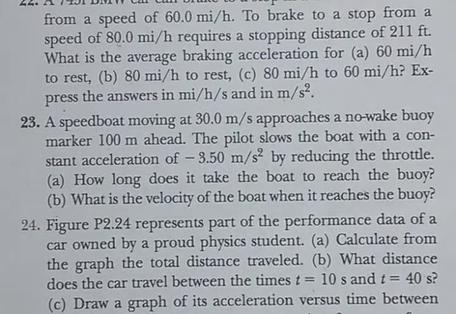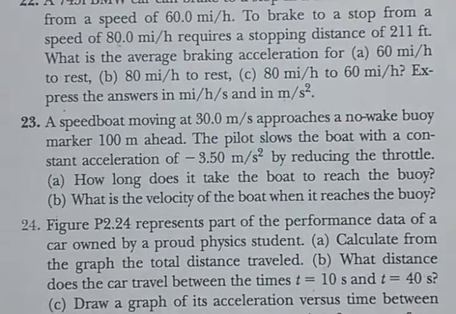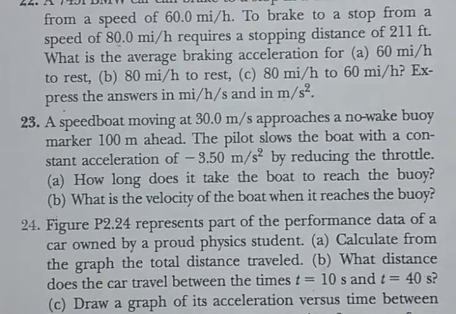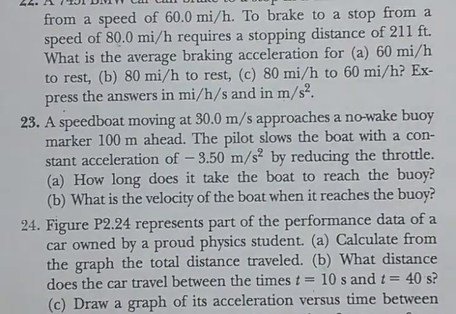Here we are going to be doing question 23 or problem 23 in chapter 2 of the AP Physics textbook on page 51. It says, a speedboat moving at 30 meters per second approaches a no-wake buoy marker 100 meters ahead. The pilot slows the boat with a constant acceleration of negative 3.5 meters per second squared by reducing the throttle. A, how long does it take the boat to reach the buoy? B, what is the velocity of the boat when it reaches the buoy?